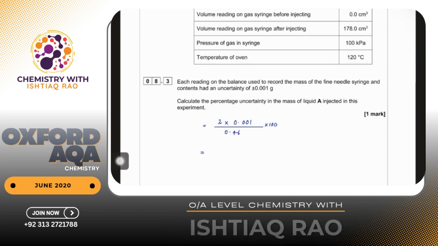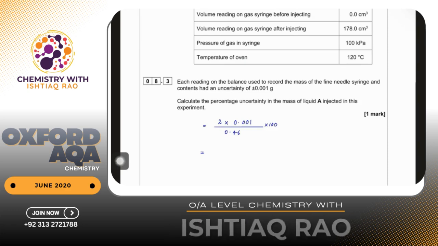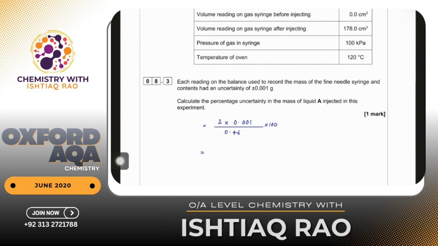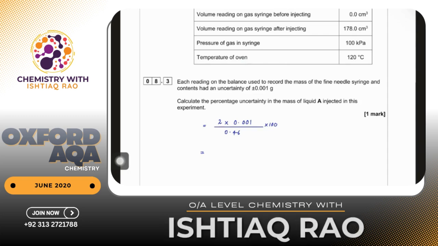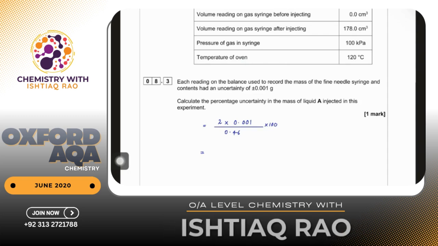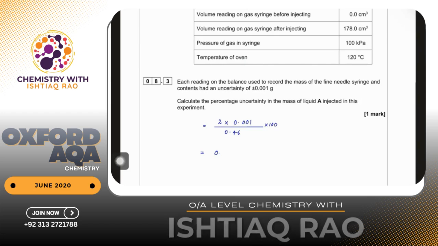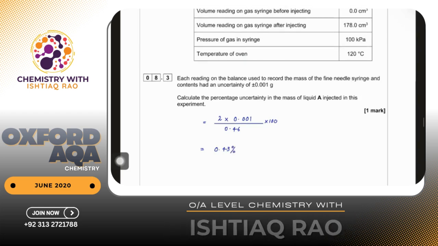But I don't get why you multiply it by 2. Because some instruments we use once, like a pipette. We don't take initial and final reading. So for those, we are not supposed to multiply this by 2. By the way, the answer that I'm getting is 0.43%. That should be, yes, 1 mark.